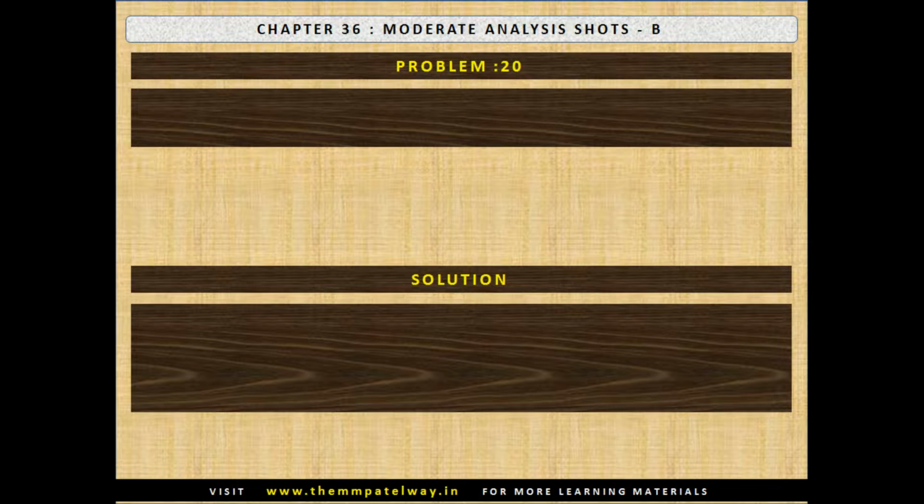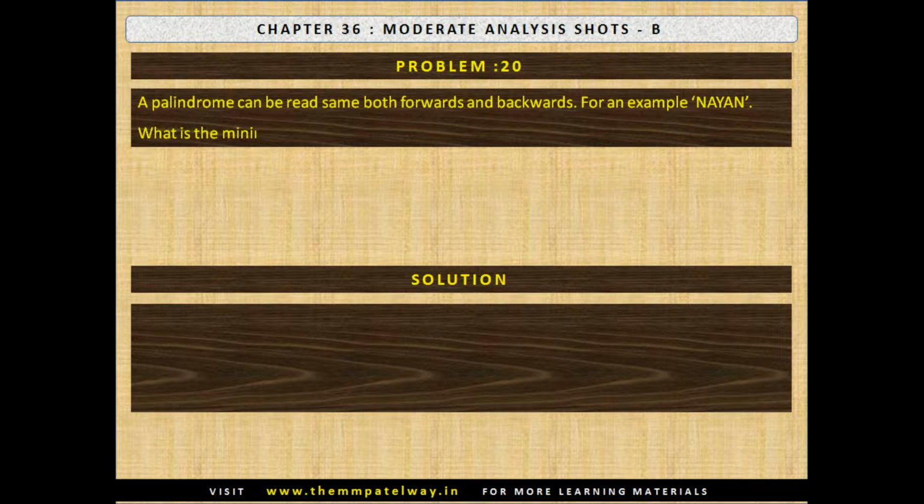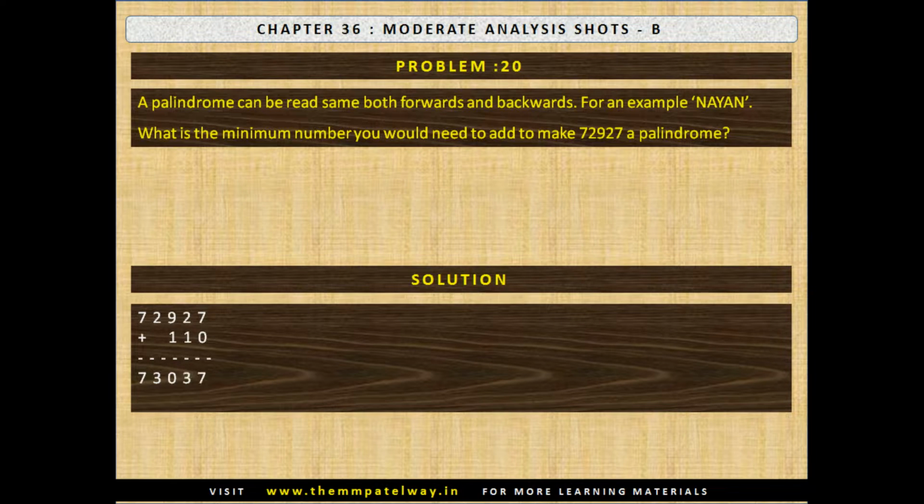Problem number 20. A palindrome can be read same both forward and backwards. For example, Nayan. What is the minimum number you would need to add to make 72927 a palindrome? Now stop the video and solve the problem. The solution follows. You need to add 110 and you will get 73,037.